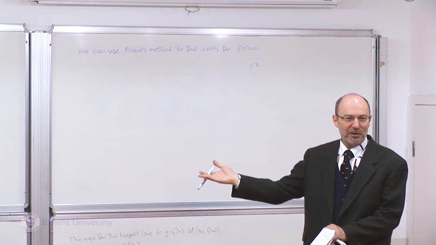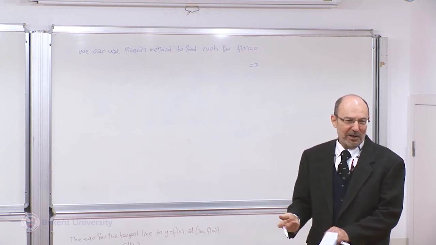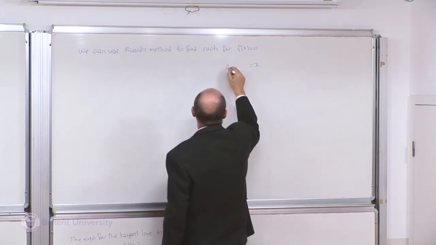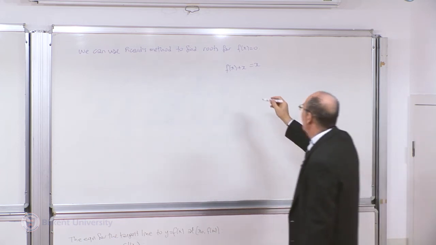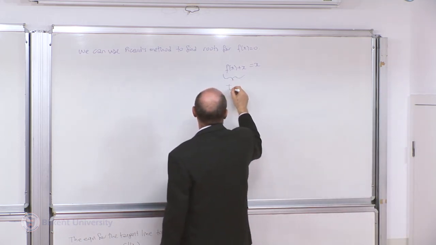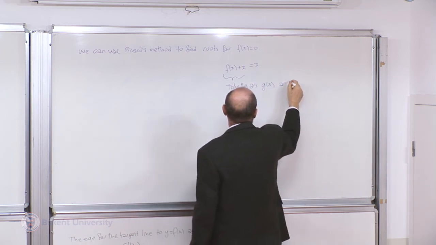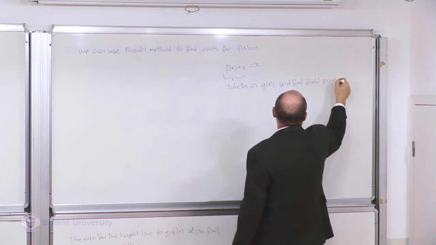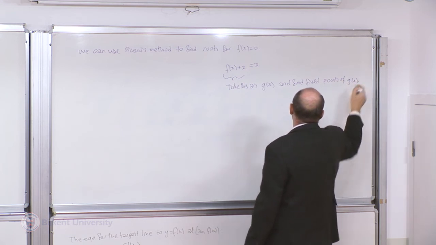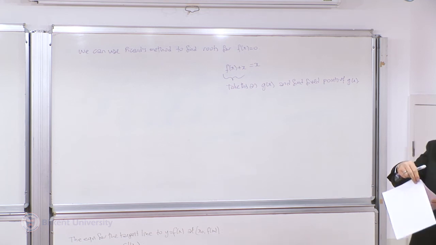If you write x to the right-hand side and you still want equality, you must write x also on the left-hand side, okay? So take this as your g of x and find fixed points of g of x. Okay? So I keep telling you, mathematics is easy. Nobody believes me.